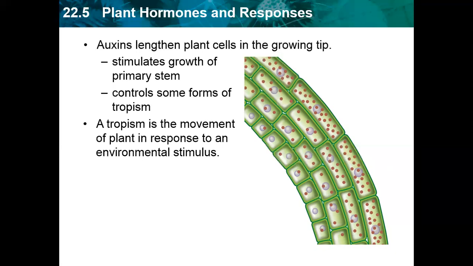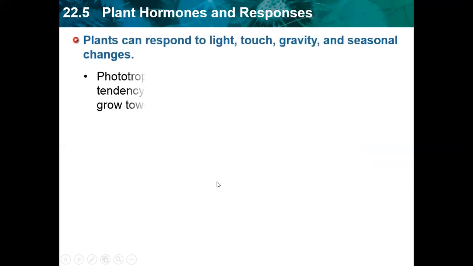The environmental stimulus could vary. It could be sun, it could be water, it could be light, it could be gravity. So whenever we find a plant reacting or responding to the environmental stimulus, it is being controlled by the auxins. So we're going to go deep into tropism. We have different types of tropism.